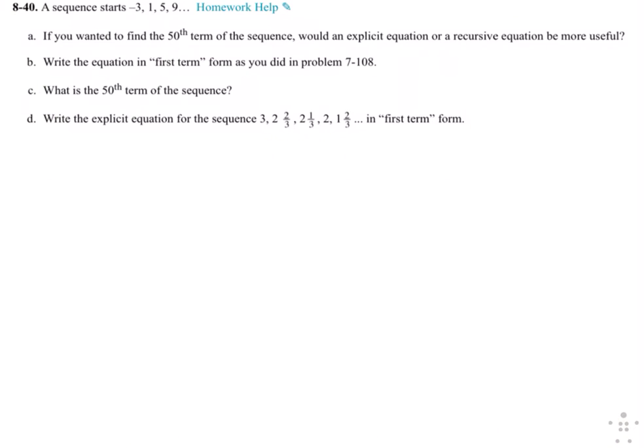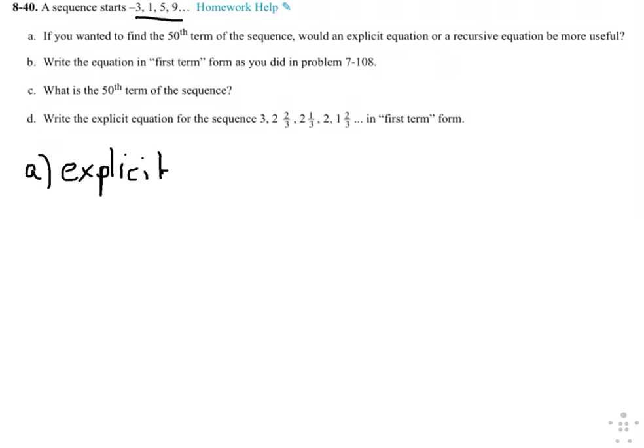Okay, for 40, they give us a sequence right here, and clearly I can see they're adding 4. It's arithmetic. If you want to find the 50th term, would you use an explicit or recursive formula? Well, recursive only lets you find the next term. So to find the 50th, you'd have to find the 5th, the 6th, the 7th, the 8th, all the way up to 50. Explicit would allow us to plug in 50 and find out what the value is. So that's clearly explicit.